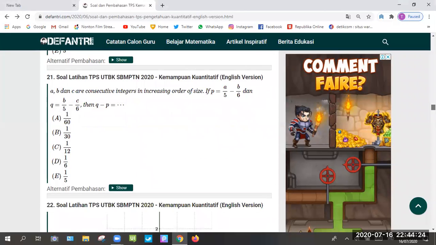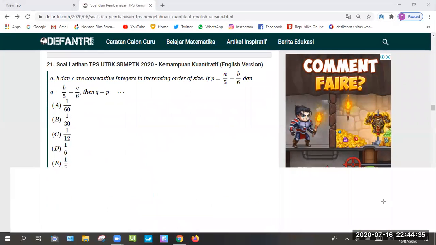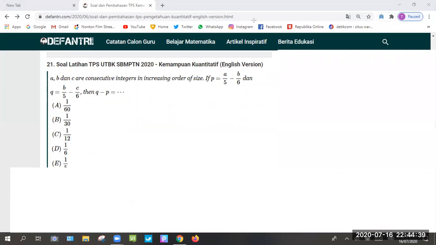So we're moving into the next number, 21. Okay, I'm just going to cover these things up. Okay, it's pretty neat and clean. So the next number is, it is given here that A, B, and C are consecutive integers in increasing order of sizes. And if P is A per 5 minus B per 6, and Q is B per 5 minus C per 6.